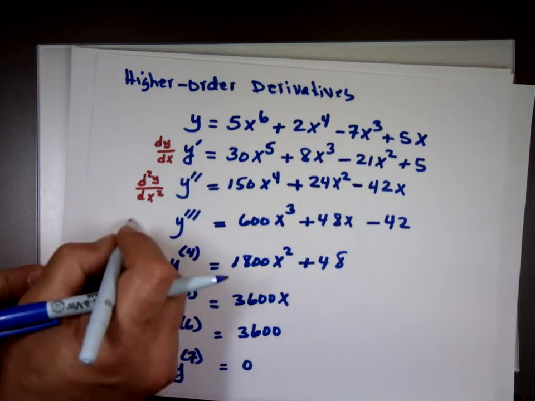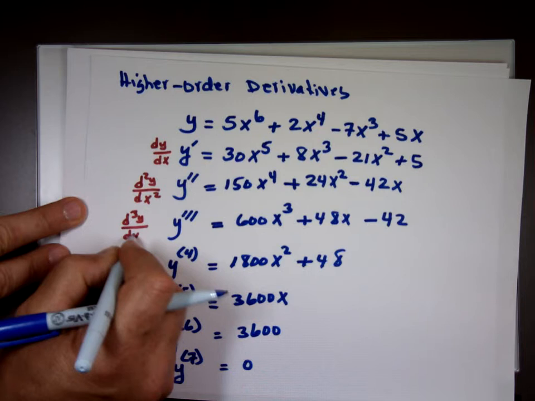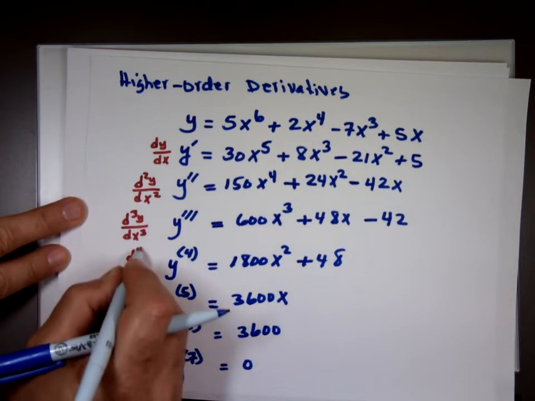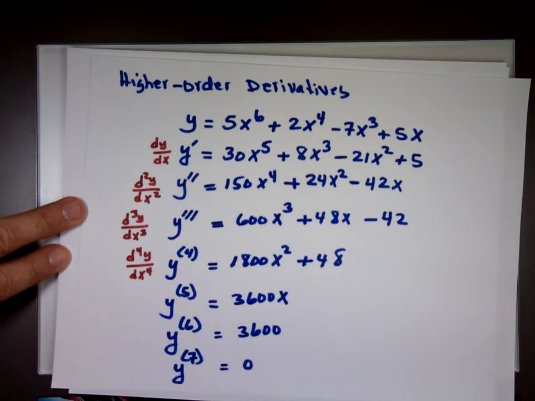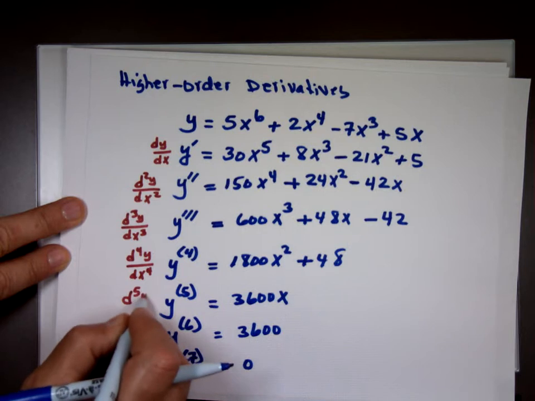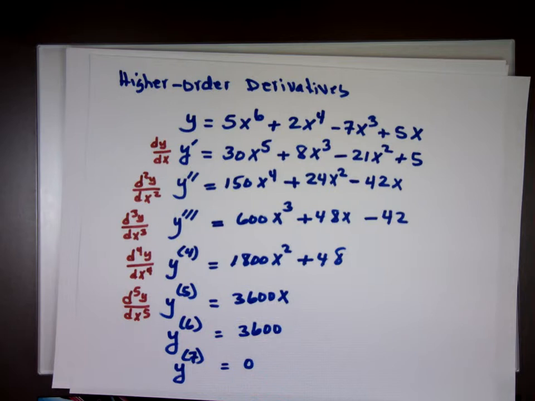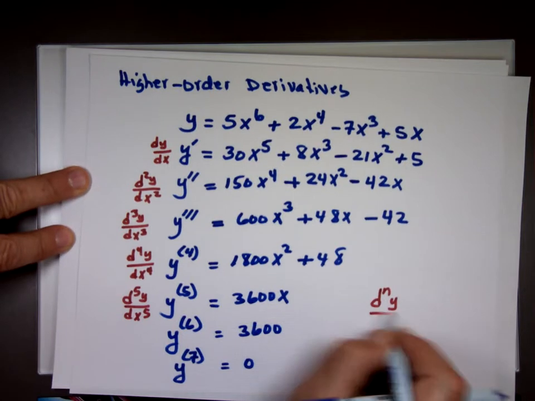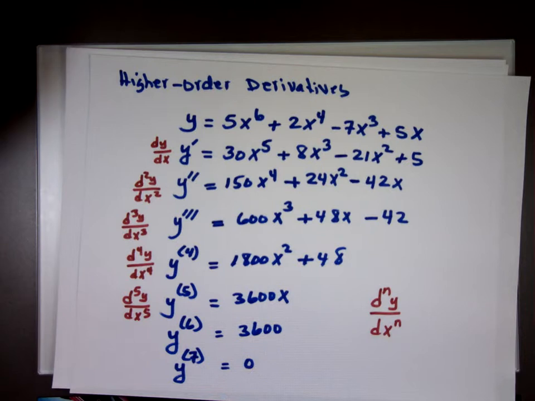The third derivative, d cubed y dx to the third. d to the fourth y dx to the fourth. d to the fifth y dx to the fifth, and so forth. You get the idea, I think. The notation is always d to the n y, dx to the n. That's the notation we use for higher order derivatives.